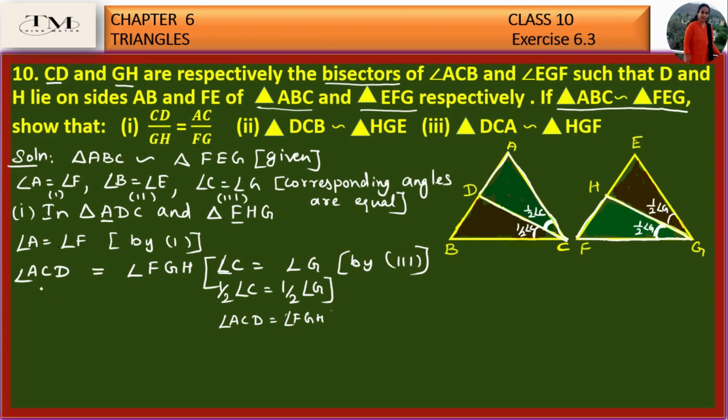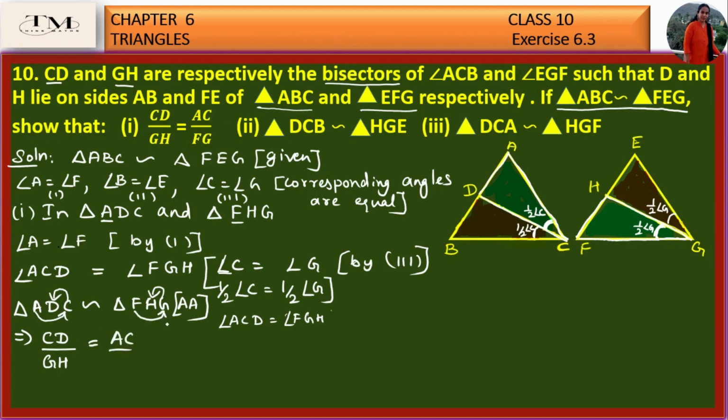Now we can say triangle ADC is similar to triangle FHG. What is the reason? By AA similarity. So by AA similarity, we have proved these two triangles are similar. Then their corresponding sides will be proportional. We need CD, so last and second, that is GH. So CD by GH is equal to AC, first and last, by FG. So we have shown the first part. First part over.